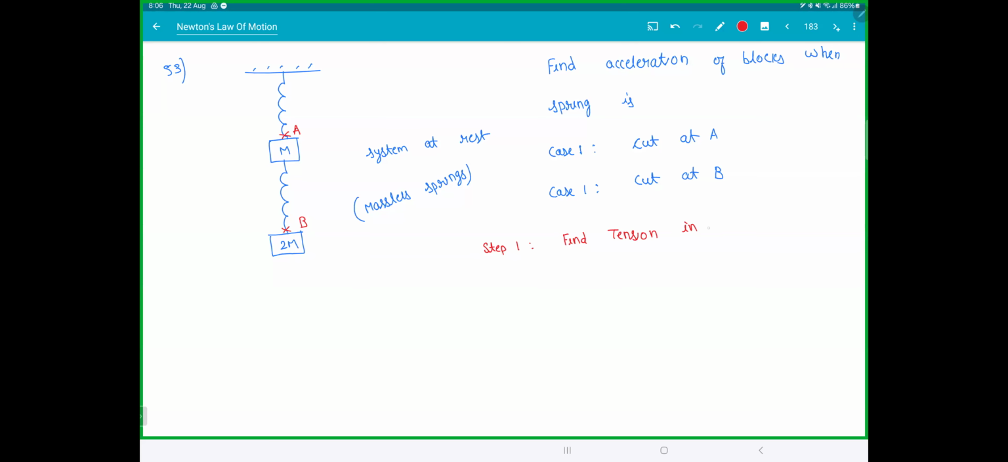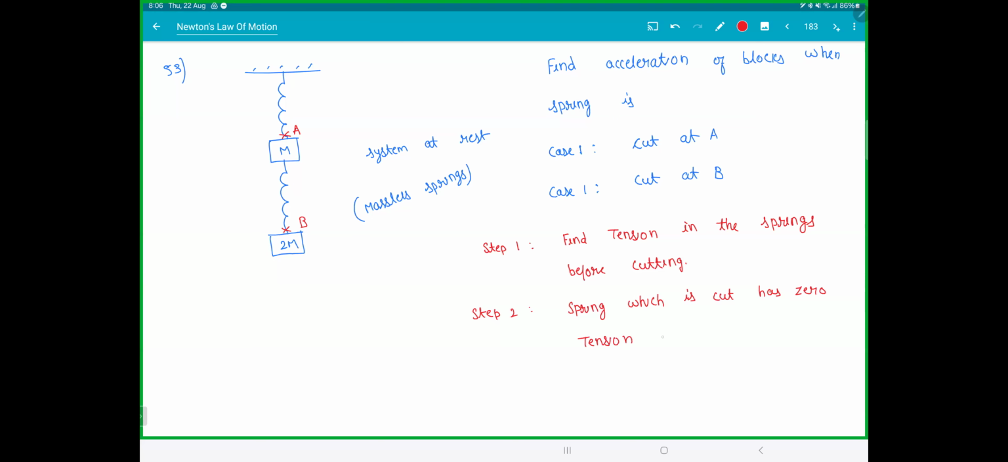So first find tension in the springs before cutting. Then step 2, whichever spring you cut, its tension will become 0. The spring which is cut has 0 tension. That's what we studied. If you cut a spring, tension will become 0 instantaneously.